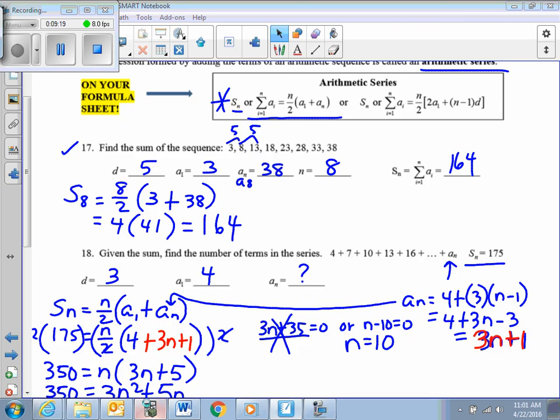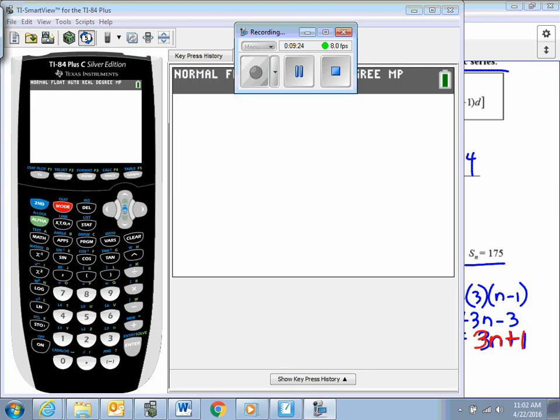I should have had mine opened up already. I'll pause while it opens. All right, so we're looking at the very top sequence on this page that has the terms 3, 8, 13, 18, 23, 28, 33, and 38. So we want to find the sum with our calculator.